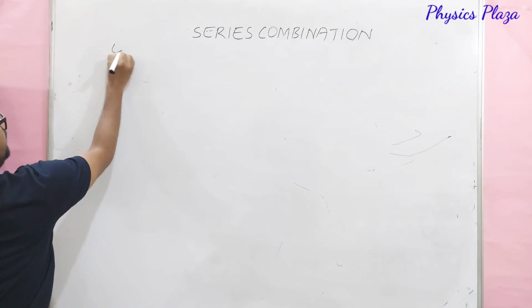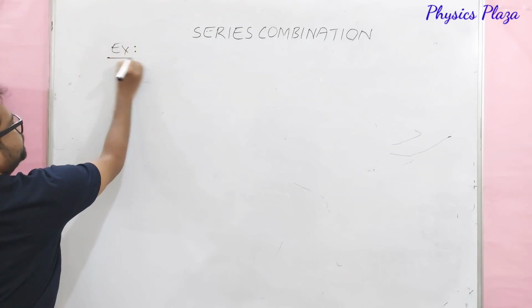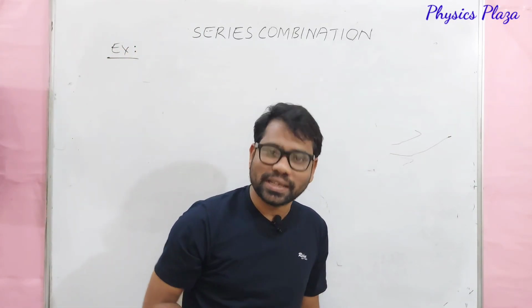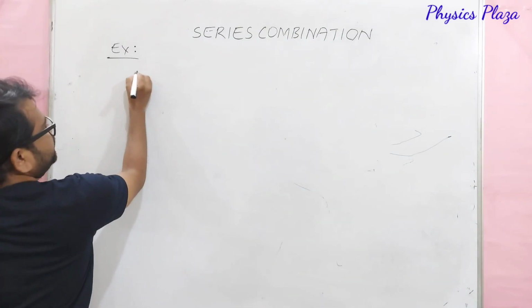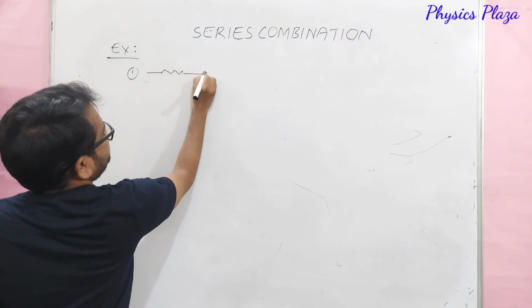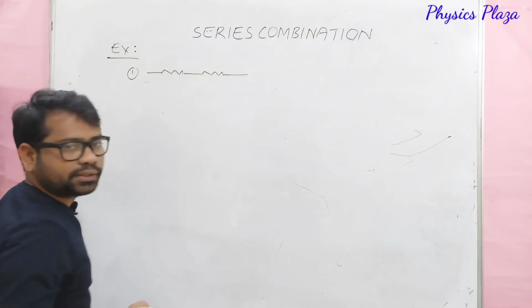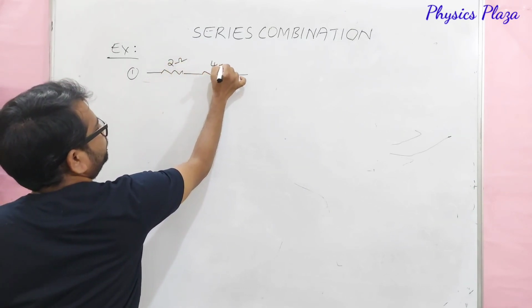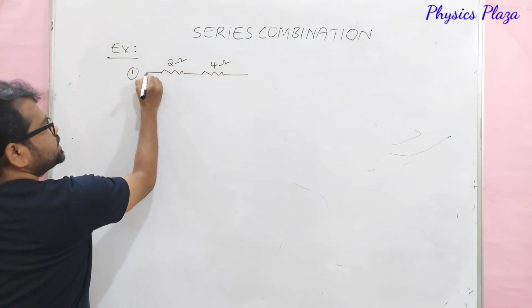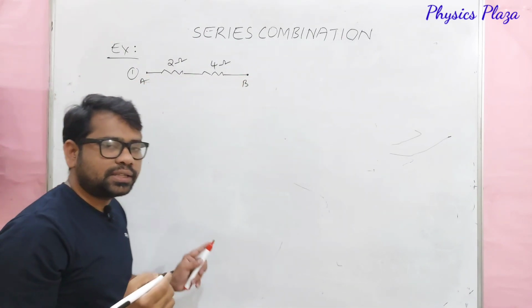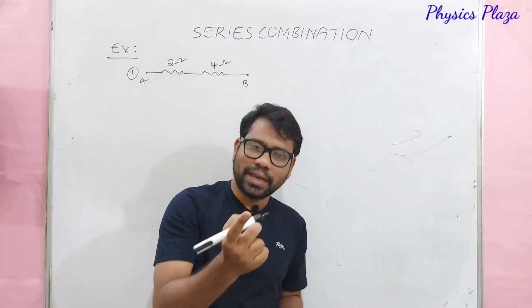Now a few examples we will do, children. Based on this, we'll see the examples. We'll start with a simple example so that we can understand very easily. Dear children, first example: two resistors are connected in series like this. Let us say 2 ohm and 4 ohm. Then what is the resultant resistance? Let us say it is point A and this is point B. In the exam they will ask us to calculate the resistance across the terminals A and B.